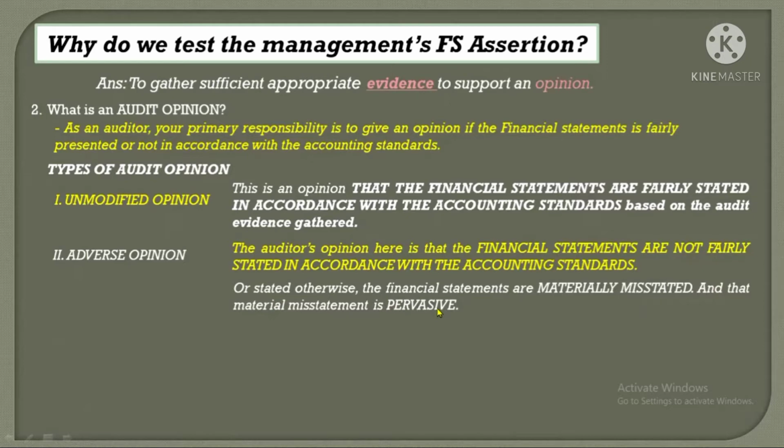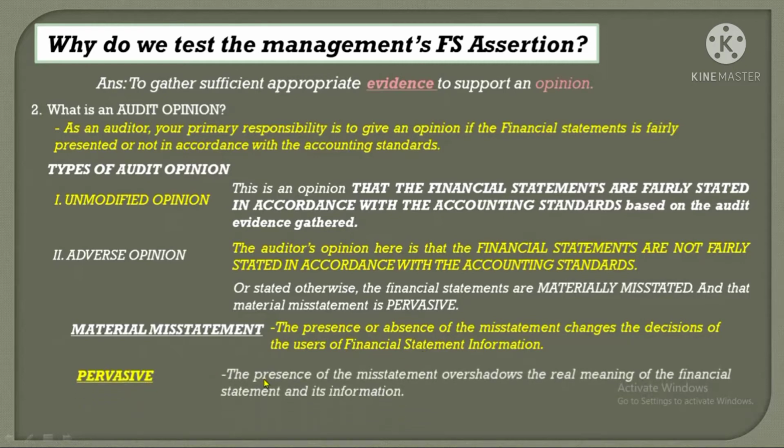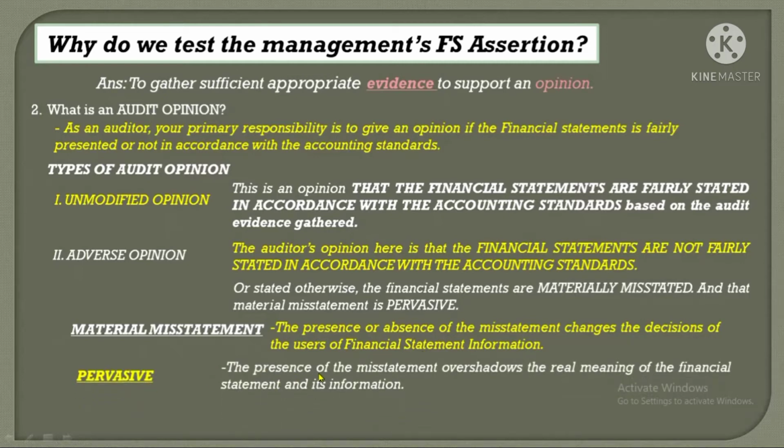I know that this is very technical. So to understand, let's define material misstatement. A misstatement is considered material if its presence or absence changes the decisions of the users of information. Meaning, if there is a misstatement and its presence or absence does not really change or affect the business decisions of the users, then it is considered immaterial. But how about pervasive? The misstatement is considered pervasive if it overshadows the true meaning of the financial statements.